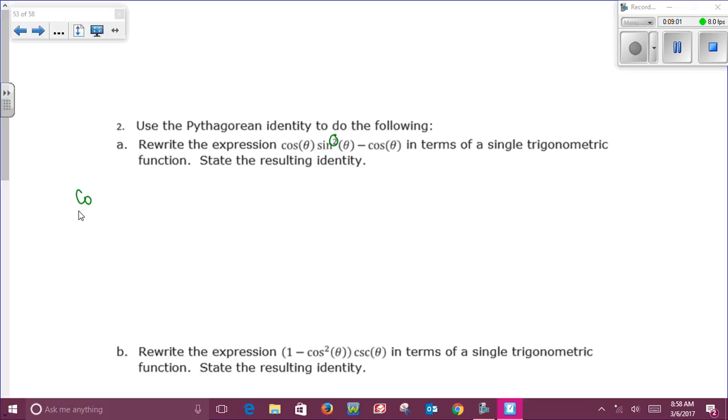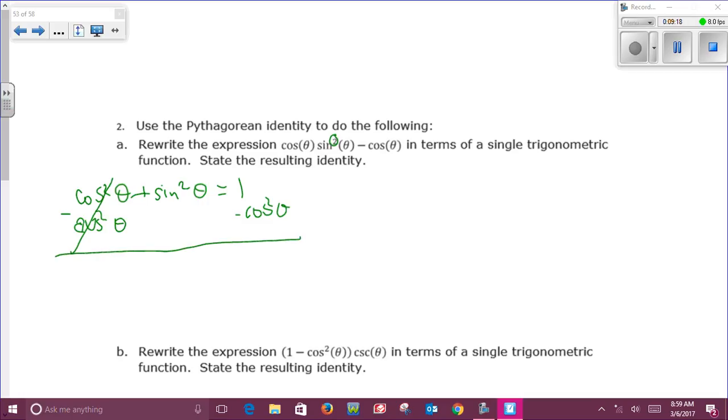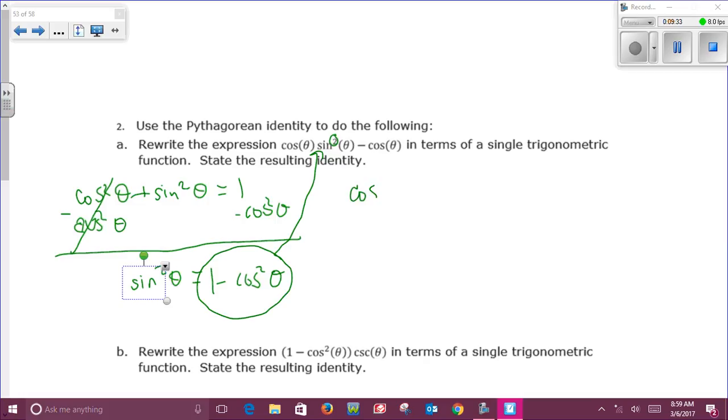So go back to our Pythagorean identity. And we need to get sine squared alone, so subtract the cosine squared like we did the last time. So sine squared theta is equal to 1 minus cosine squared theta. Now I need to make a substitution into that expression for sine squared theta. So I will have cosine theta times 1 minus cosine squared theta, minus cosine theta.